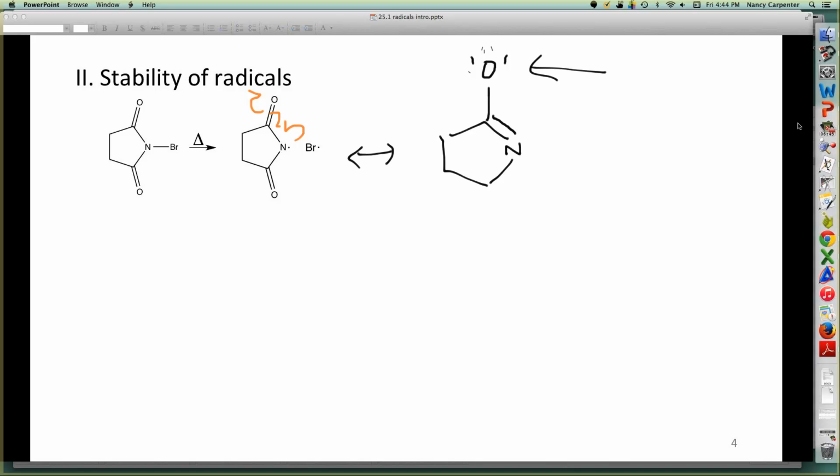And in fact, of course, we can go ahead and delocalize that back down again to get the initial resonance contributor, and of course I can delocalize that into the other carbonyl as well. So delocalization of that radical makes it particularly stable. So it makes sense that that would be easily formed.